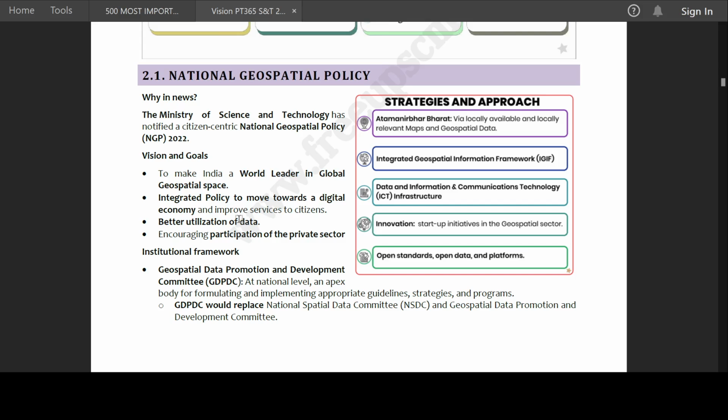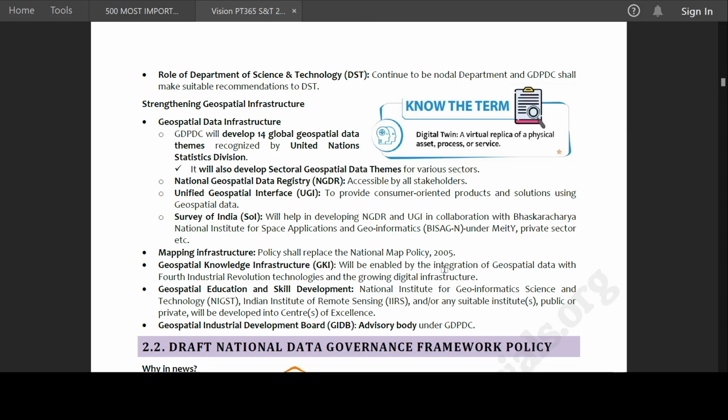Strategies and approach of this national geospatial policy are Atmanirbhar Bharat via locally available and locally relevant maps and geospatial data, integrated geospatial information framework IGIF, data and information and communications technology infrastructure, innovation, startup initiatives in the geospatial sector, open standards, open data and platforms.